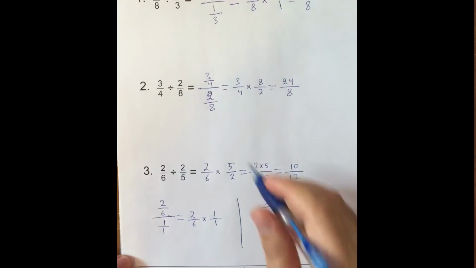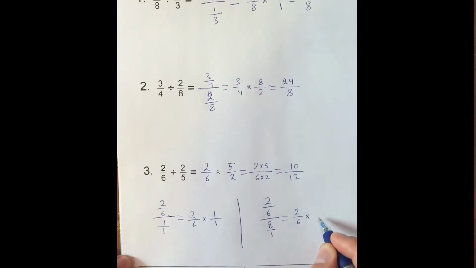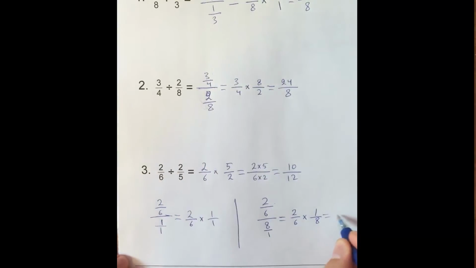Now, this is exactly like that. So you write this one, the top fraction as 2 over 6 in front of the equal sign, write a multiplication sign, and then flip this around. 1 over 8, and then 2 times 1 is 2, 6 times 8 is 48.